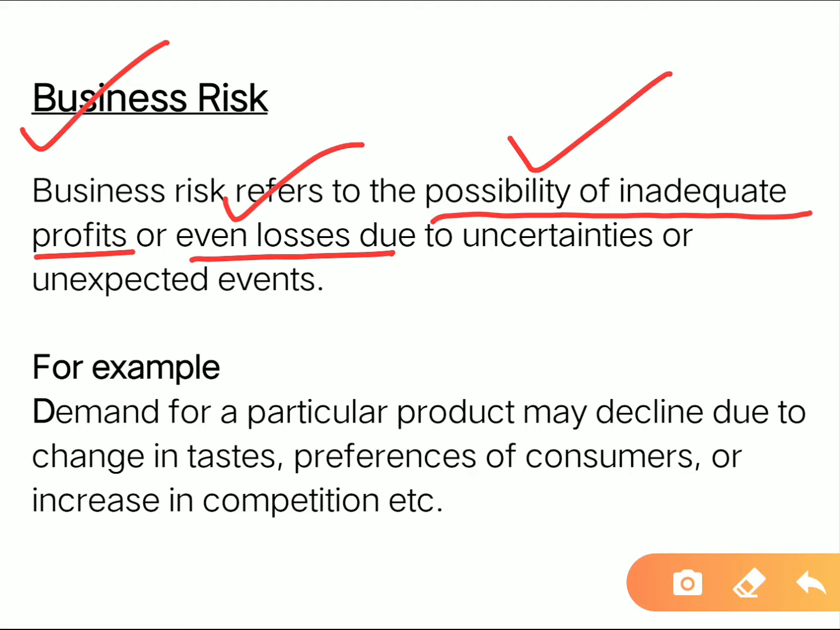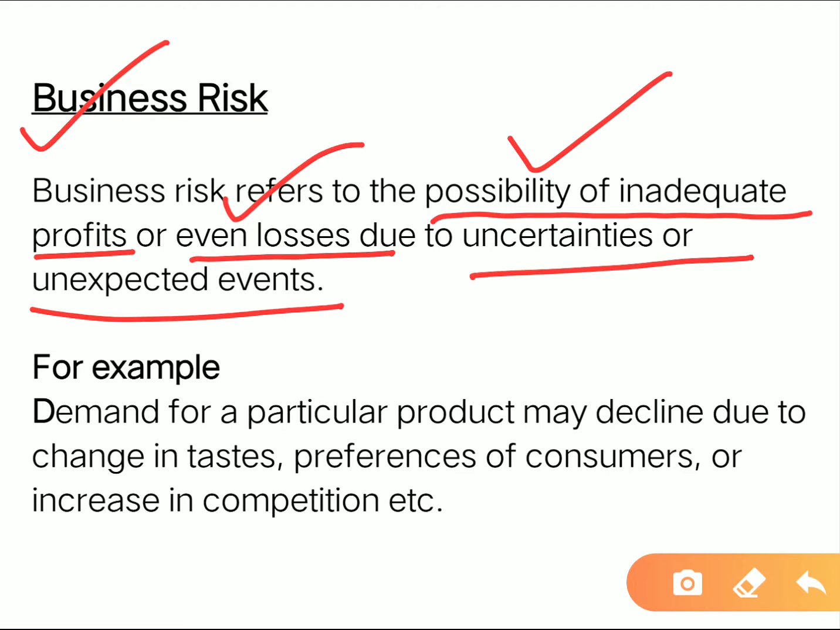Now, why does this happen and how does this risk occur? See, this risk occurs due to uncertainties or unexpected events. Uncertainties or unexpected events means simply the events which we are not sure of, which are uncertain, not sure to occur. Business risk happens due to them. As we know, our future is uncertain, we do not know what is going to happen in the future.